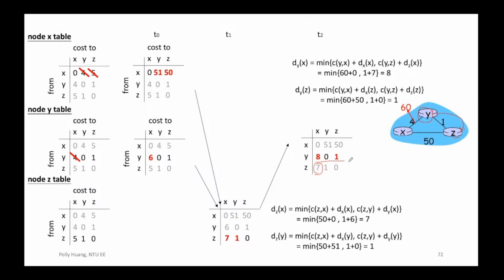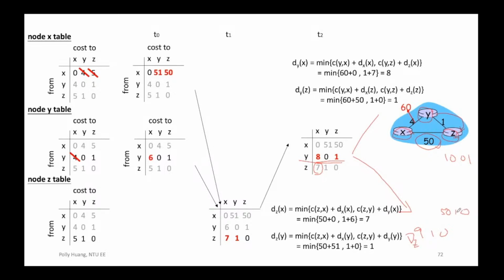And this is going to go on, in fact, because y here is going to announce dy also to all the neighbors. And z is going to recalculate the dz. And guess what? The next is going to be 9, 1, 0. And back to y, 10, 0, 1. All the way until when? Until z finally discovered that 50 is the true cost to x. So until in dz, the value becomes 50, 1, 0.